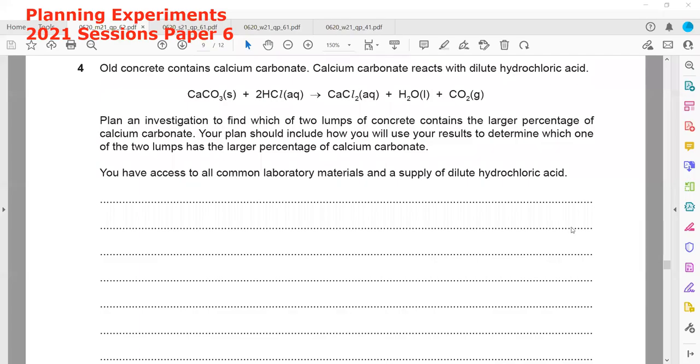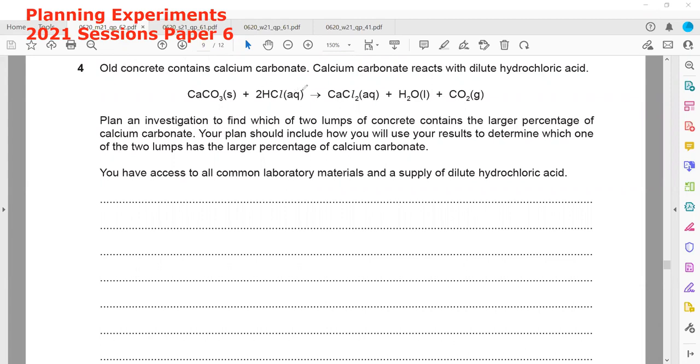So in this session, we'll discuss planning of the experiment from the February, March, May, June, and October, November 2021 sessions. That's normally the last question in paper 6. So how do you plan an experiment? The first one, this question, is from the February, March paper.